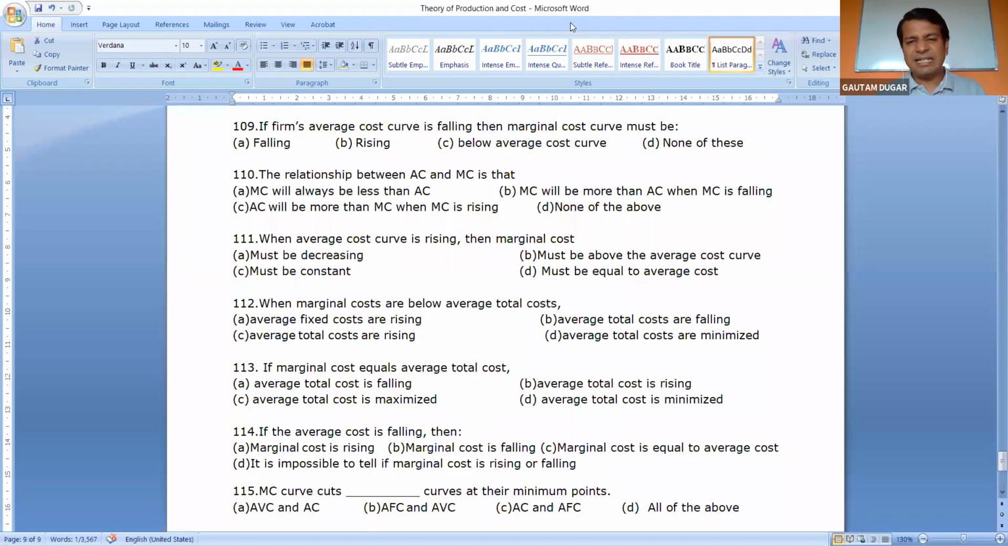I hope it's the last question now, and planned accordingly for the 2 hour session. MC curve cuts AC and AVC curves at their minimum points.